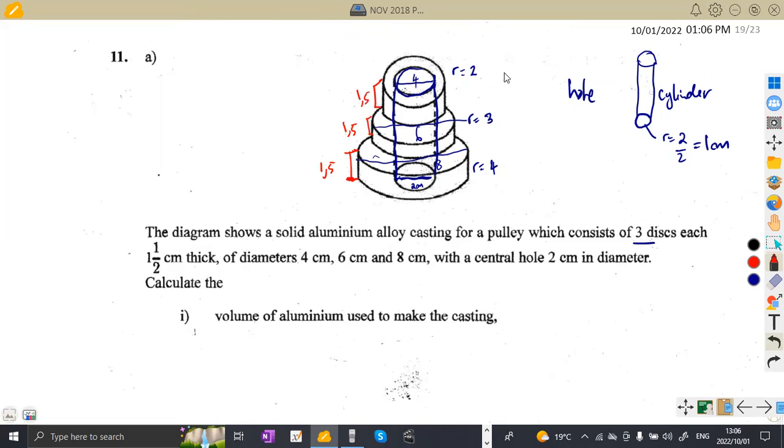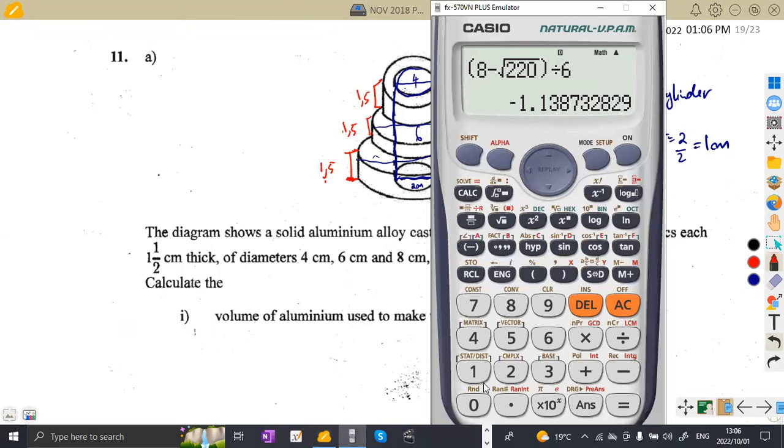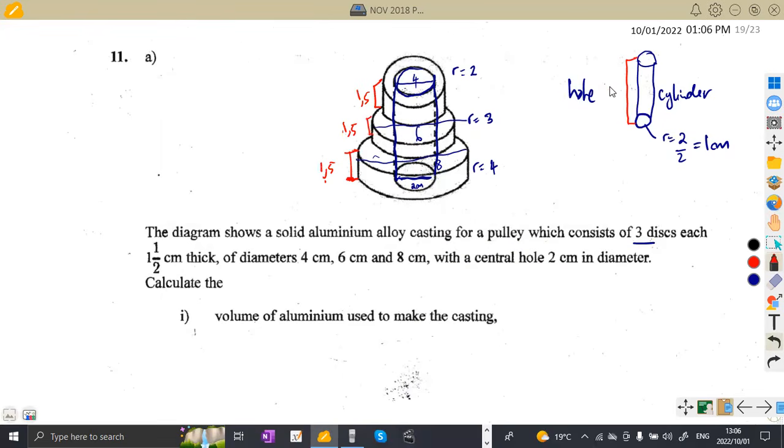this one is the end of the cylinder. Now the height of the cylinder will be 1.5 plus 1.5 plus 1.5, which is 1.5 times 3, which is 9/2 or 4.5. So this cylinder has a height of 4.5. The volume of the aluminium is the volume of each disc, this one plus this one plus this one, then we subtract this cylinder that we have.